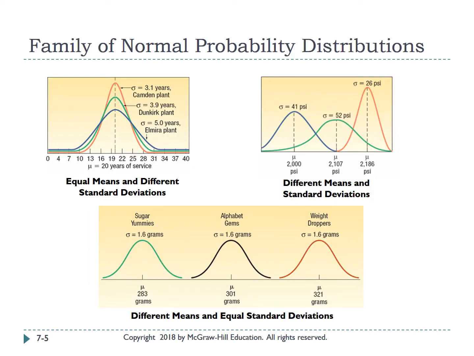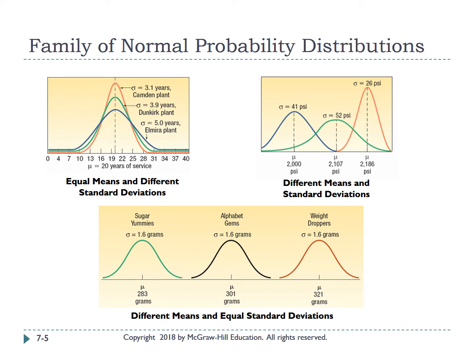Family of normal probability distributions. There is not just one normal probability distribution, but a family of them. In the top left graph of employee service at 3 different plants, the mean is the same, that is, they have the same mean, but the standard deviations are different.